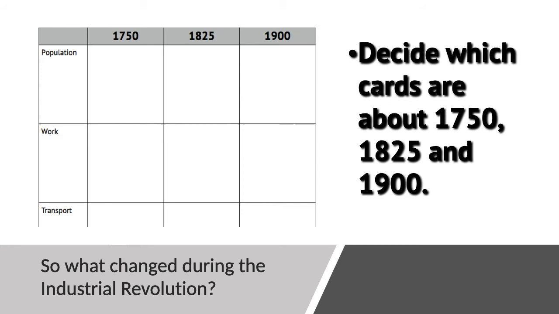And what I want you to do is to get the task sheet 1, and I want you to find the information on population, and I want you to write it in the correct box. Which bit of population goes in 1750? Which bit goes in 1825? Which bit goes in 1900? Think about this. Do you think population is increasing? Do you think population would be decreasing? So you're writing them in chronological order.